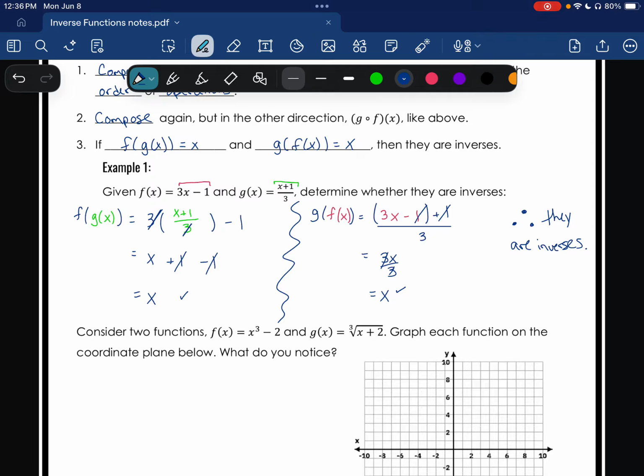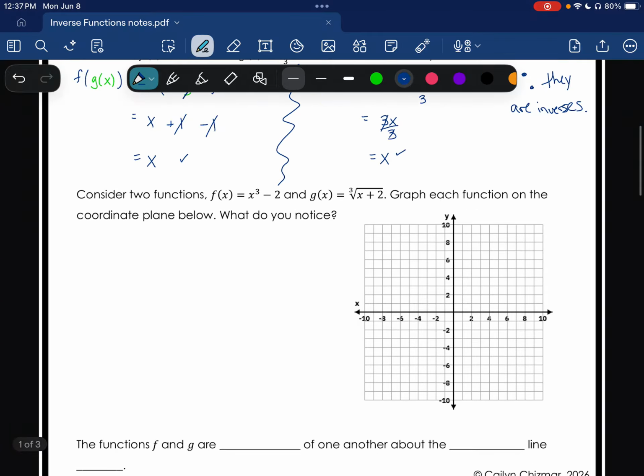Now we're going to consider two functions, f of x and g of x. We're going to graph each function on a coordinate plane below and see what we notice. All right, so first, let's call this one f of x. We'll graph f of x in blue, and g of x we'll graph in another color. So f of x is a cubic that's moved down 2 spots. So I know its middle point is here, at 0, negative 2. Okay, and then draw a couple more points.